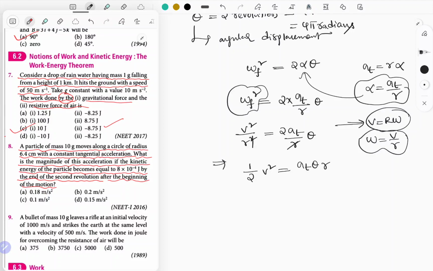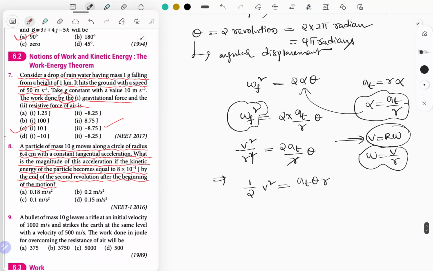Do I know final velocity? No, I don't know. They gave its kinetic energy. Formula for kinetic energy: kinetic energy is equal to m v square by 2, that is, 1 by 2 m v square, no? Now I have only v square by 2. Then from v square by 2, can I write it as kinetic energy by m?